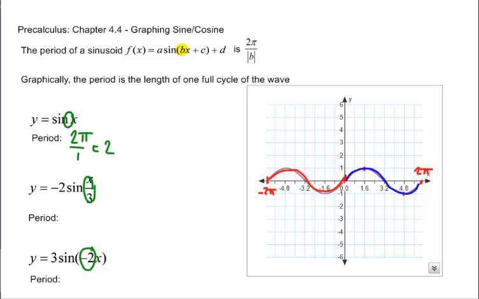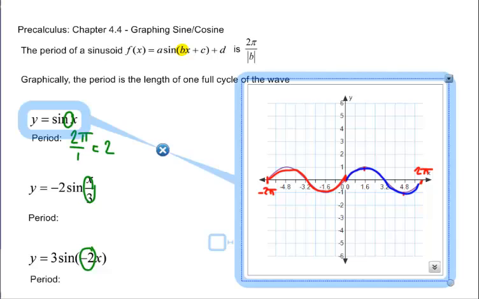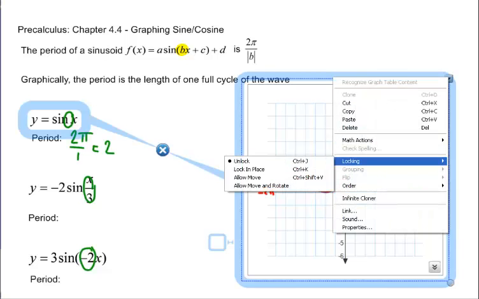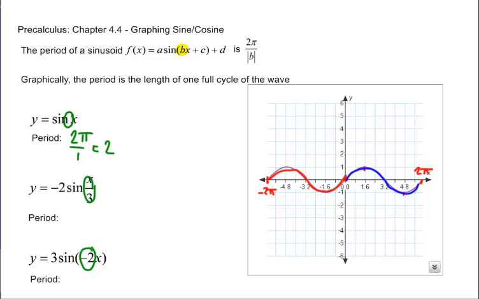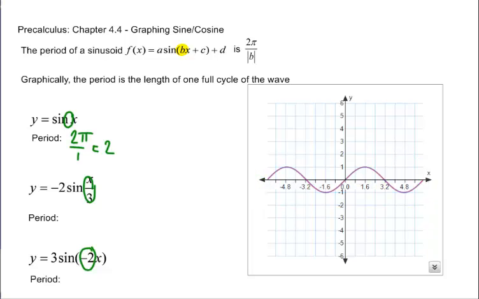Okay? So the period of your normal sine and cosine curve is going to be 2 pi. All right? And we can see that here on this graph. And if you're graphing your stuff in radian mode on your calculator, you can see these things too. Okay? Well, what about the next guy?